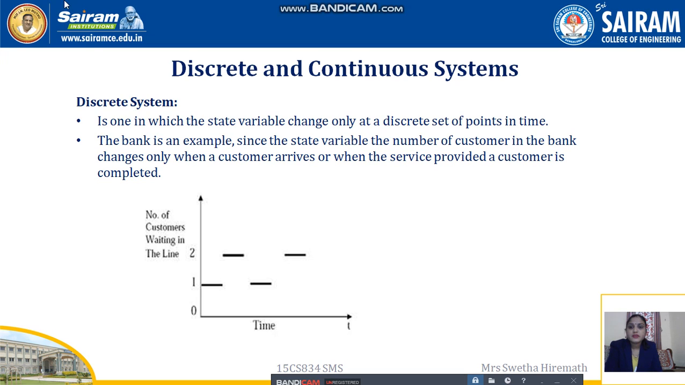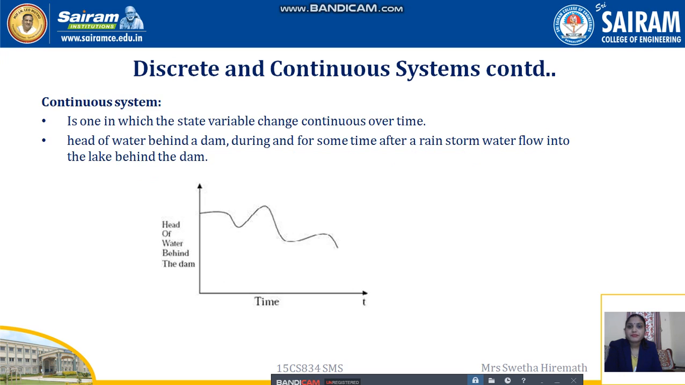For example, here we have taken the bank as an example, since the state variable, the number of customers in the bank, changes only when a customer arrives or when the service provided to a customer is completed. So the number of customers will change only when a new customer arrives, or the old customer, once he is serviced, leaves the bank. Then the change occurs at some particular point of time. So this is the example of the discrete system.